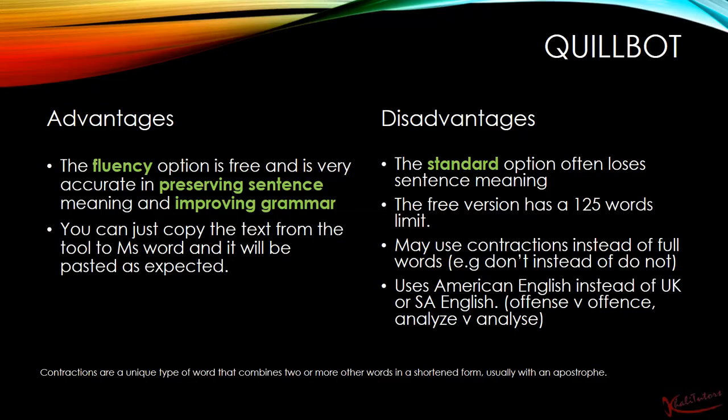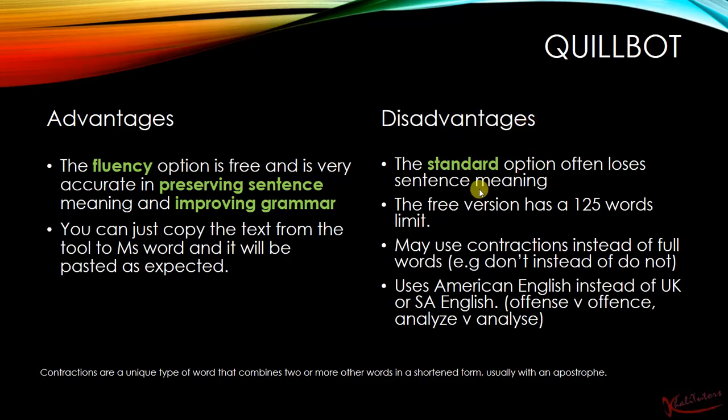Then another advantage of using QUILLBOT is that if you copy the output directly from your QUILLBOT and paste it into your Word document, it won't give you problems. You'll get the text the way you expect it to be. However, with other tools like the paraphrasing tool, that is not the case. You still have to do additional stuff in order to get your text to look the way you want it to look.